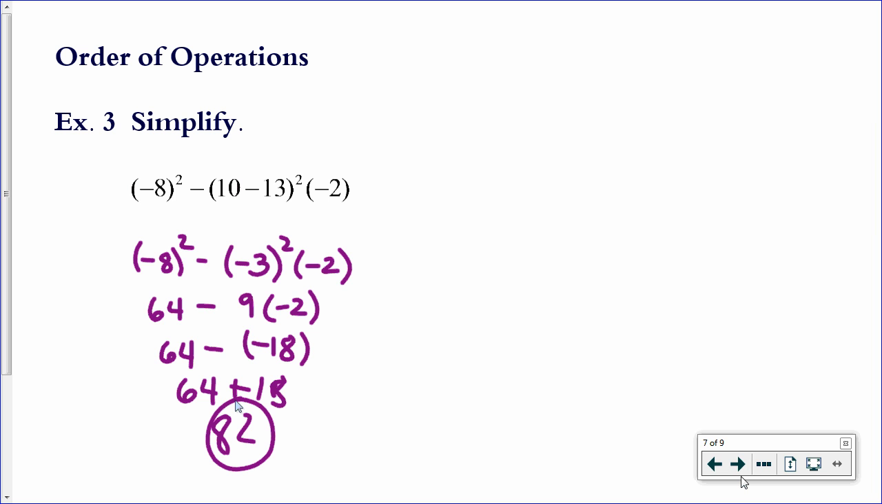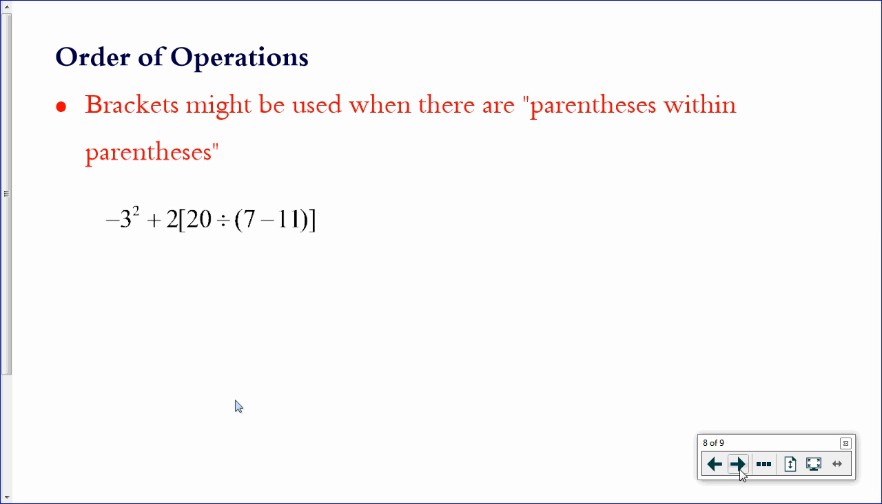Two more notes about the order of operations. 1. Brackets might be used when there are parentheses within parentheses. So if you see square brackets, it just means that there are more parentheses going on inside of them. And brackets are just the same as parentheses.